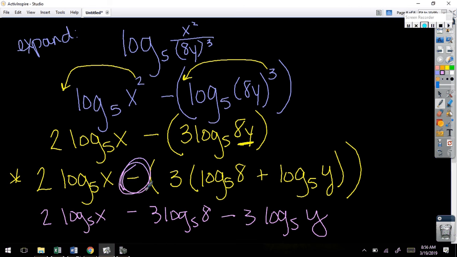Sure. Lots of professions. There's one on page 261. Sound intensity, sound waves are logarithms. We talked about the Richter scale as logarithms. There's lots of things that are logarithms.